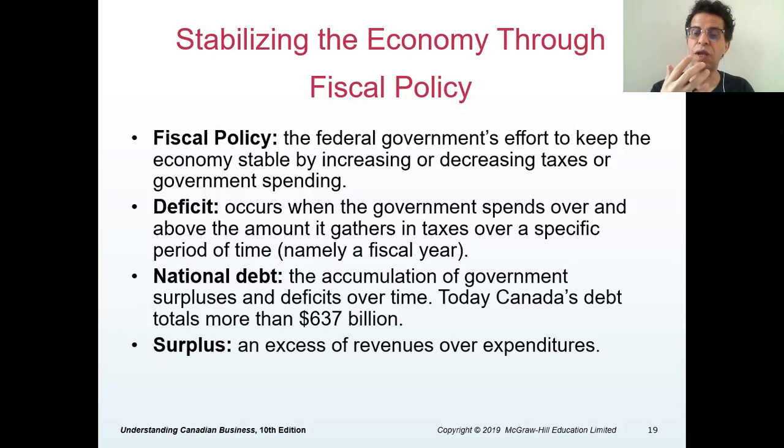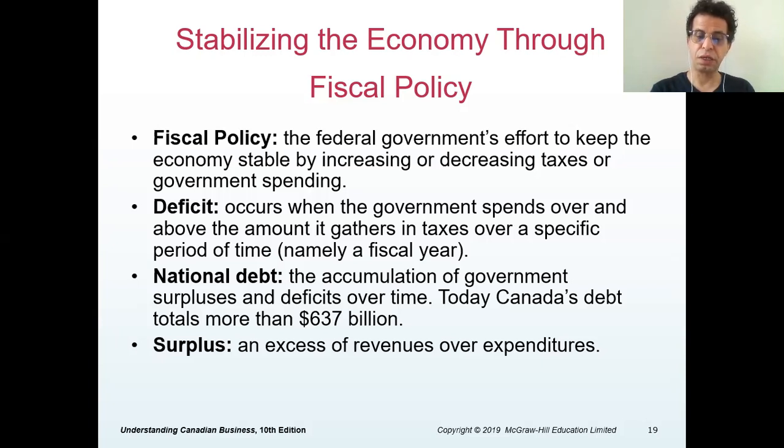Now then there's what you call a national debt. This is what it becomes: a loan that you need to pay interest on and pay back. The national debt is the accumulation of government surpluses or deficits over time. So a deficit is in a certain year, debt is over time. Today, the national debt, Canada's debt, totals more than $630 billion.